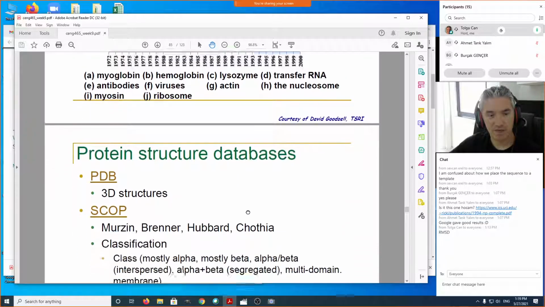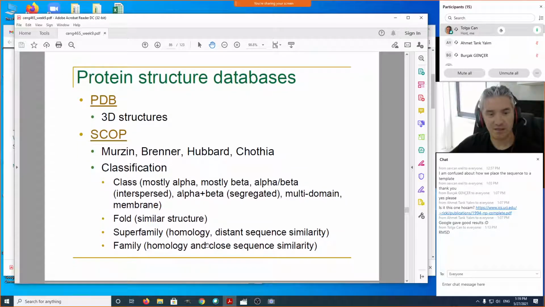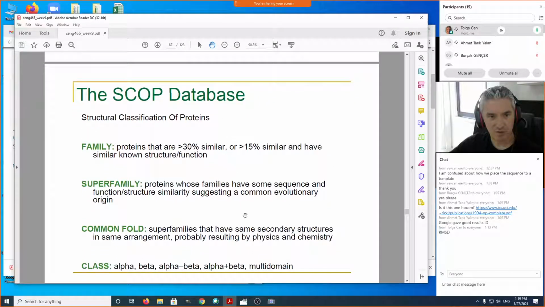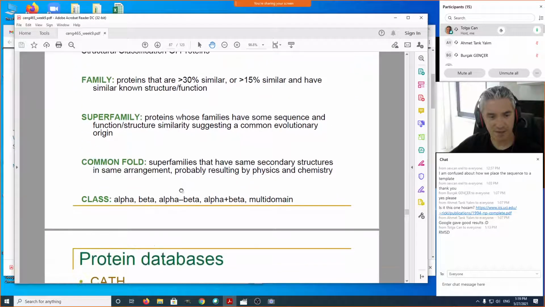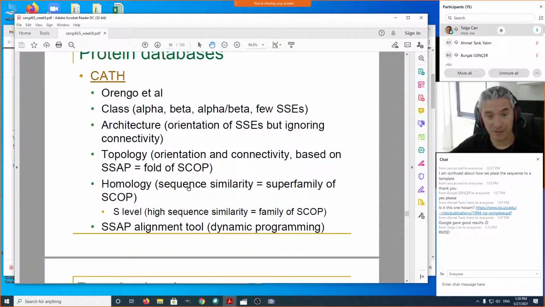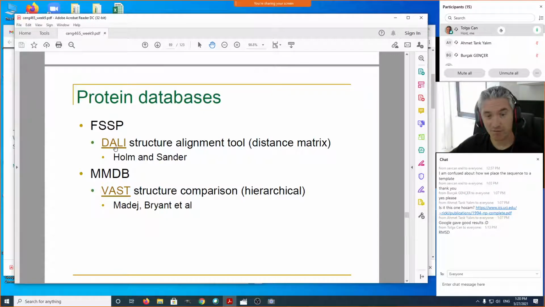All right. Now we mentioned SCOP, which provides a classification of structures. I already discussed the SCOP database a little bit. There are also different protein structural databases too. Now we're going to talk about structural alignment algorithms, and I will mention DALI in detail.